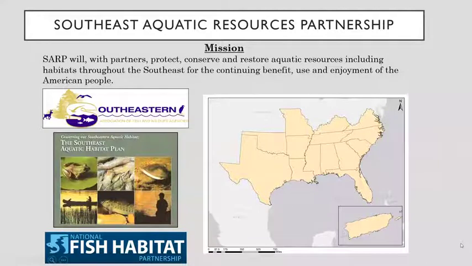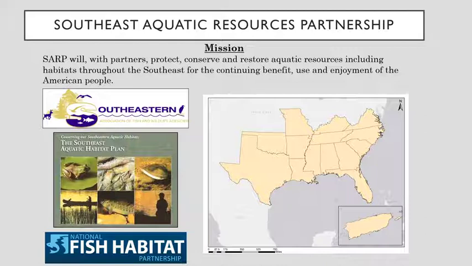But before I get started, just a brief background on SARP. SARP is one of the fish habitat partnerships under the National Fish Habitat Partnership. And we are also a joint committee under the Southeastern Association of Fish and Wildlife Agencies, so we are under both of those umbrellas. We have a very similar setup to the Western Native Trout Initiative. And we have a steering committee which consists of representatives of each of our member states, as well as other federal, corporate, and NGO partners.